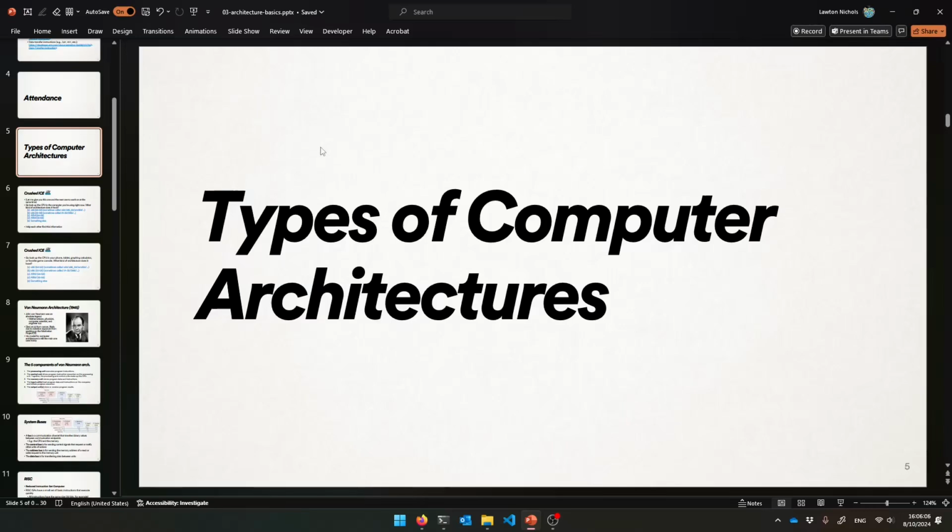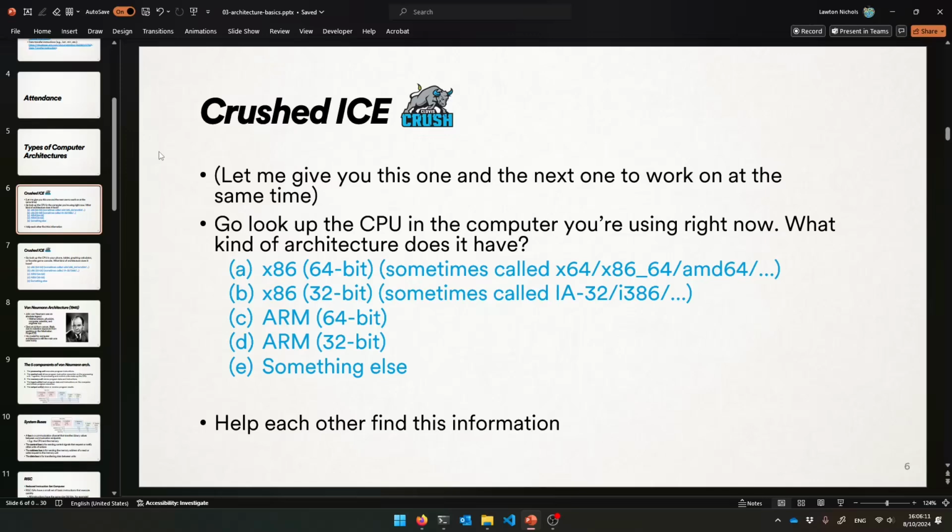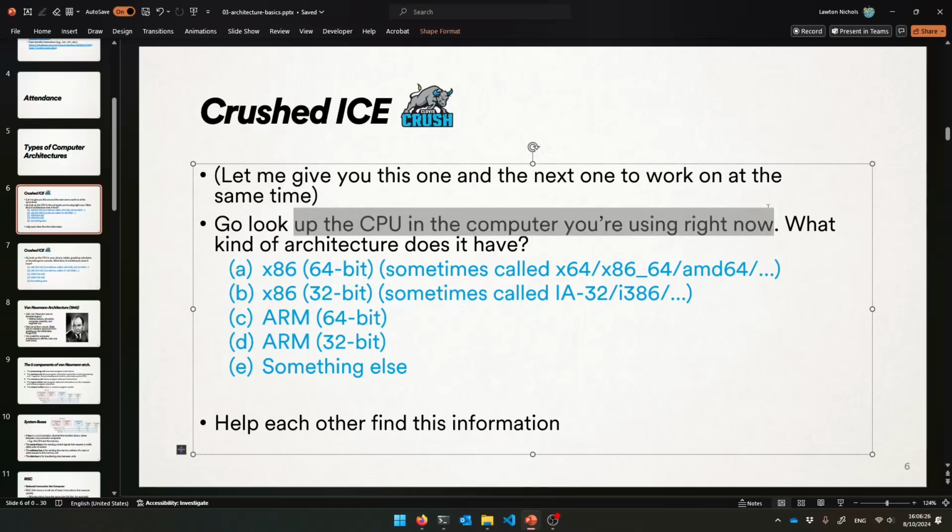So let's learn about the different kinds of computer architectures. And I have a question for you. All right, so here's two questions. I'll give them to you in a lightning round where you can do both at the same time. But please, I highly encourage you to pause this video and go look up what kind of CPU architecture is in the computer you're using right now.